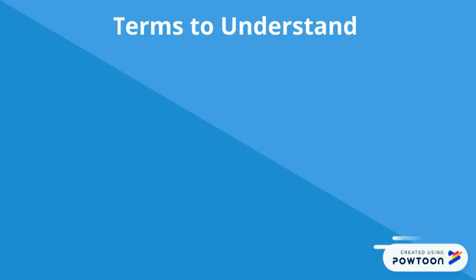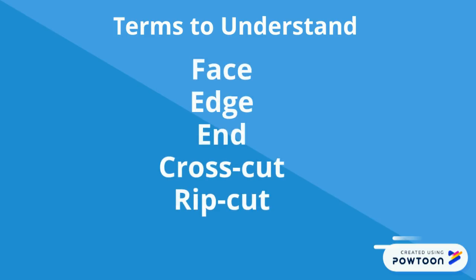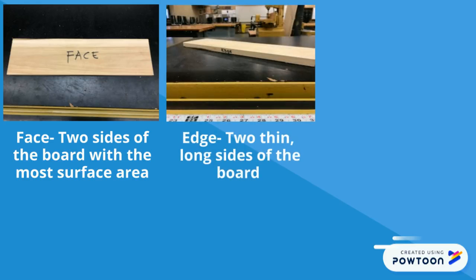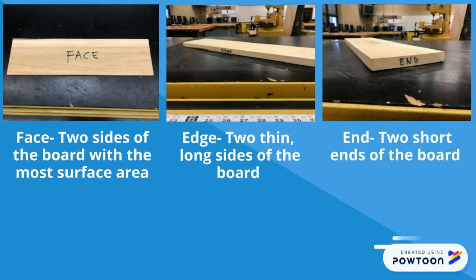Before starting, we need to discuss the following terms: face, edge, end, crosscut, and rip cut. The face is the two sides of the board with the most surface area. The edges are the two thin, long sides of the board which are perpendicular to the face, and the ends are always the shortest remaining sides.